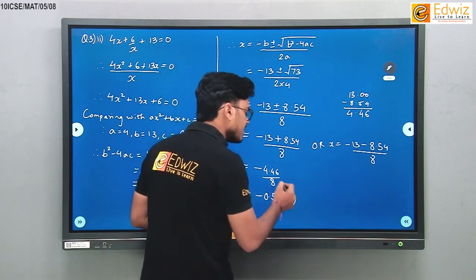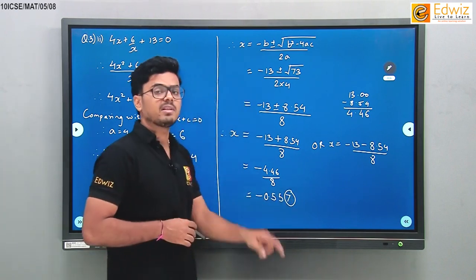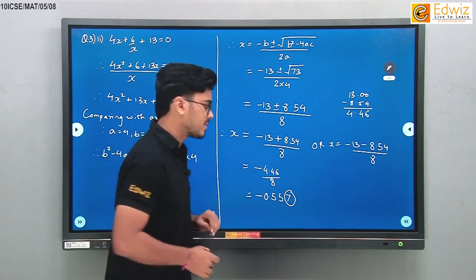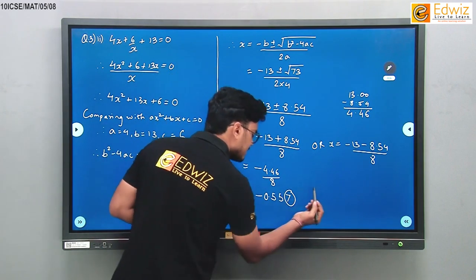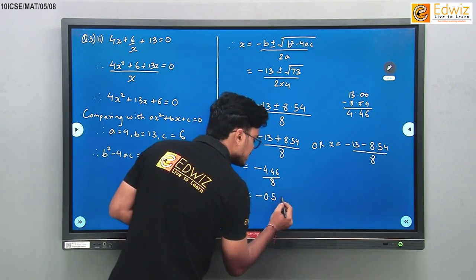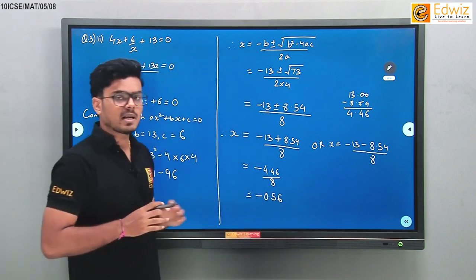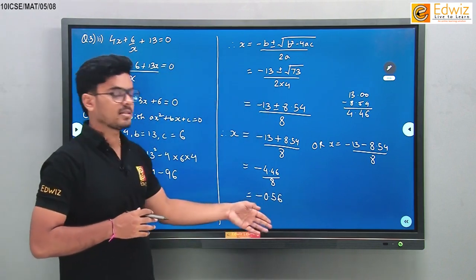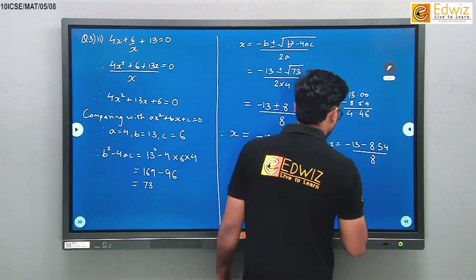We are getting 7 here, which is greater than 5, but we need the answer correct to 2 decimal places. So due to this 7, this last digit will become 6. So one of the answers is minus 0.56. Let us see the other one.